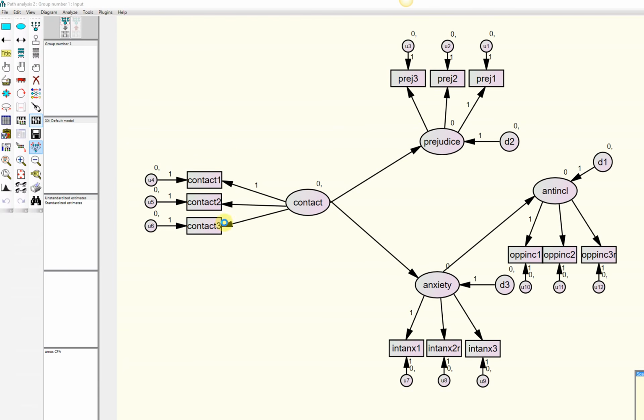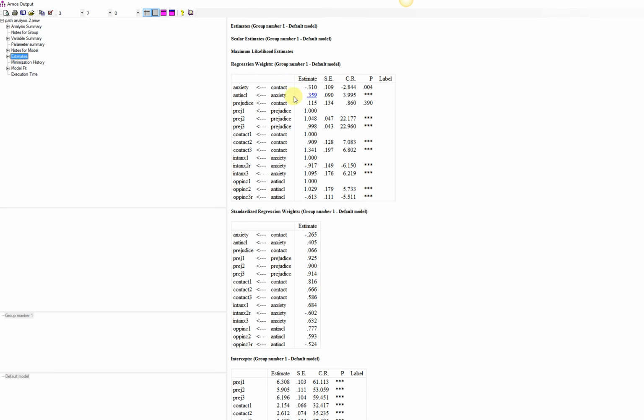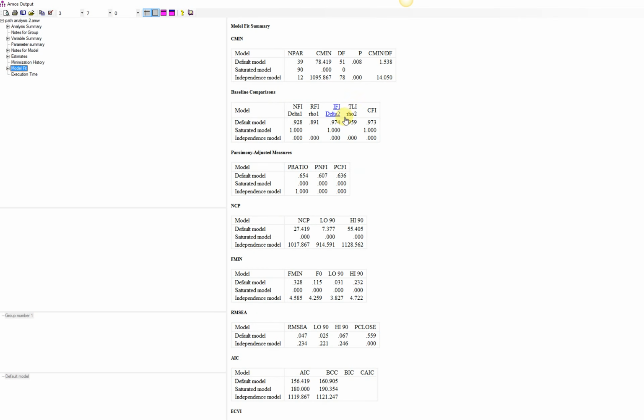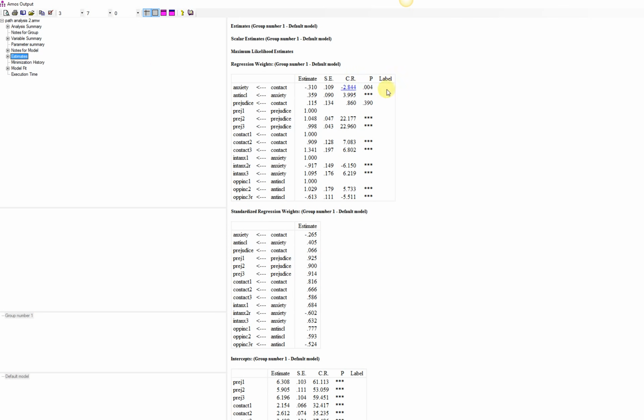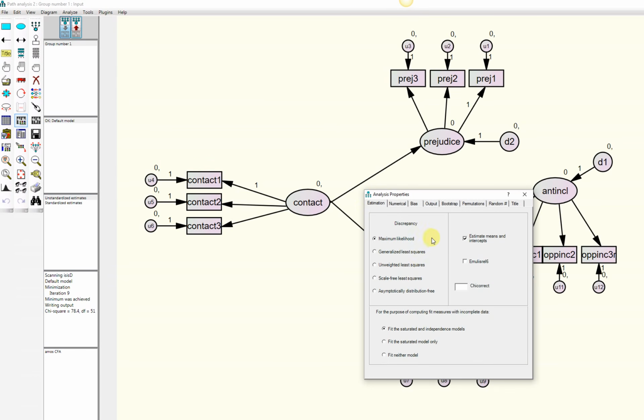So under estimates, the contact to prejudice path was not significant. The model fit is essentially the same as what we had before. At any rate, like I said, you have various output options. We can't ask for bootstrapping if we're estimating means and intercepts.